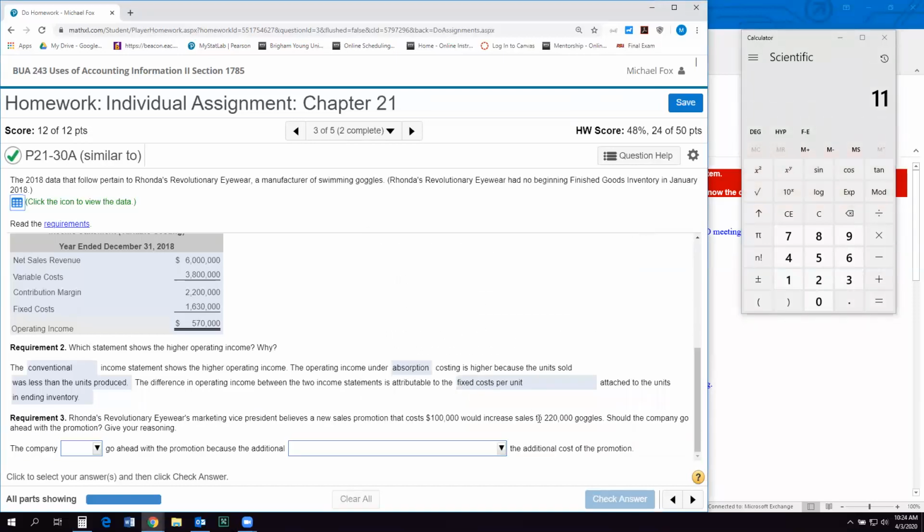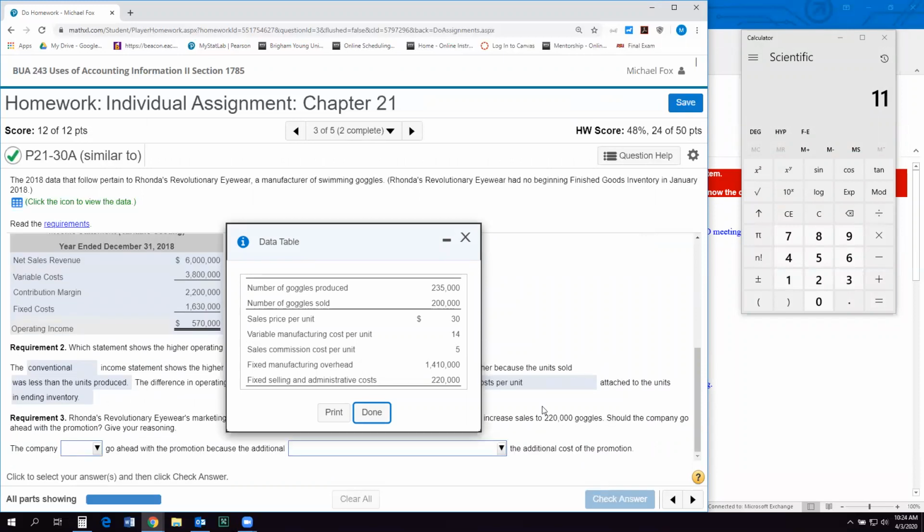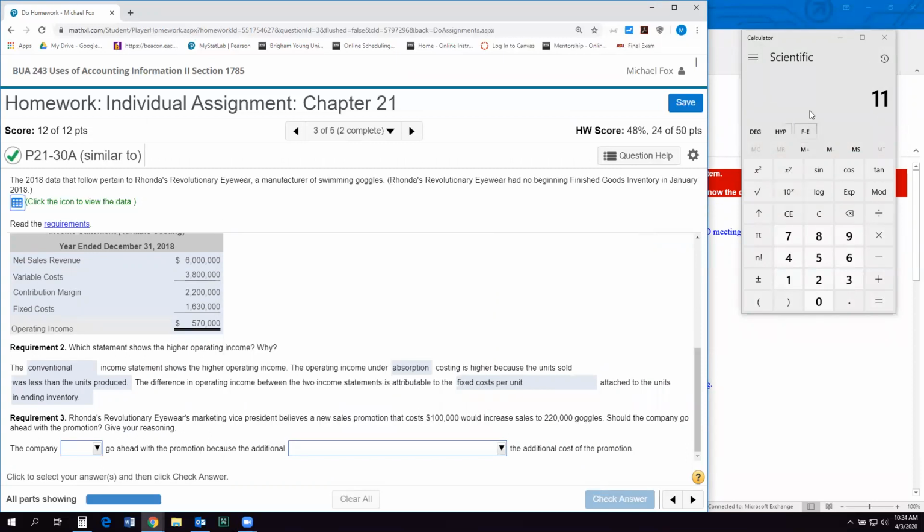Now if we're going to increase our sales to, I'm sorry, to 220,000 goggles, that means we're going to sell 20,000 more goggles. So if I take $11 per unit times 20,000, I'm going to make 220,000 more. So if I can really do a sales promotion that costs me 100,000, but increases my contribution margin by 220,000, then that's a good deal.